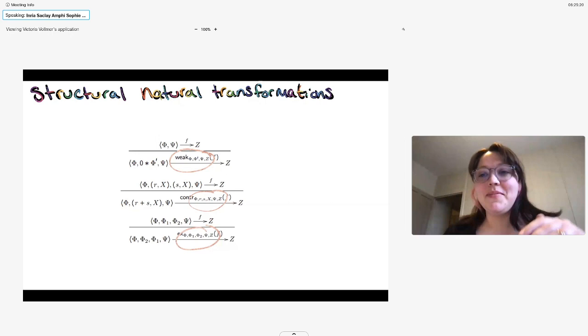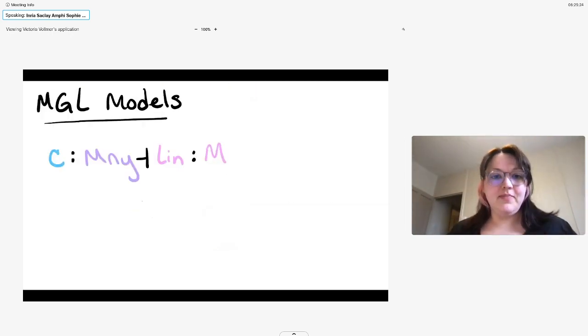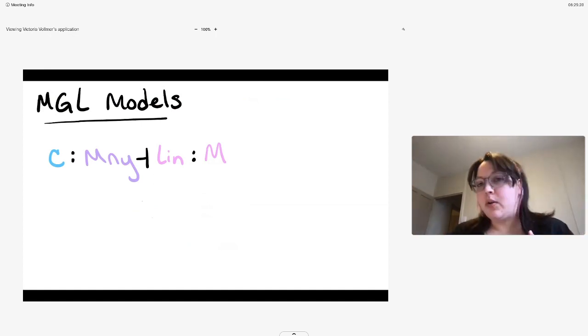So that's the start of everything. Now that we have a definition of the categories that we're using, and we know how to make the adjunction, we can just build these models.